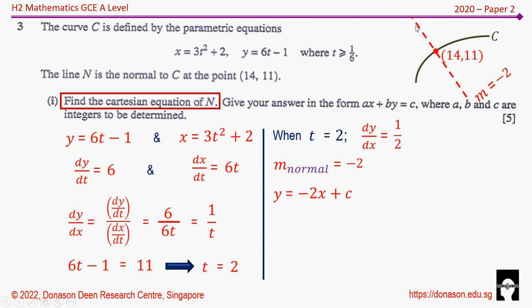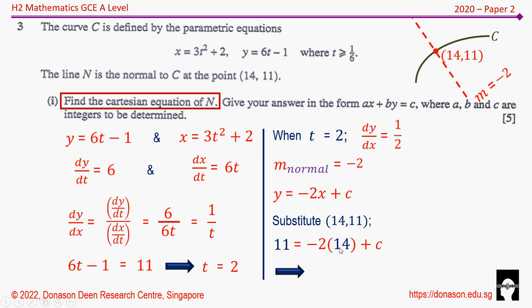And if you look back at the normal line, we know that it also passes through the point (14, 11). After all, we are finding the normal at this point. So we could take the x and y coordinates from this and substitute x with 14 and y with 11. That would give us the value of c. So I replace my y coordinate with 11 and my x coordinate with 14.